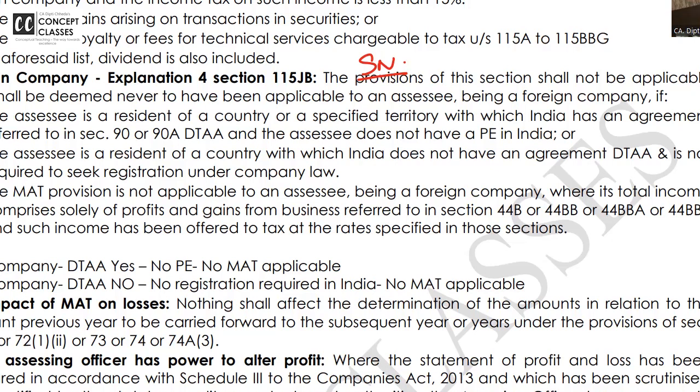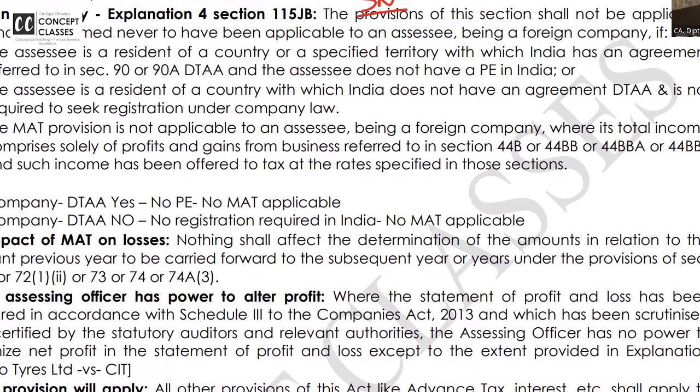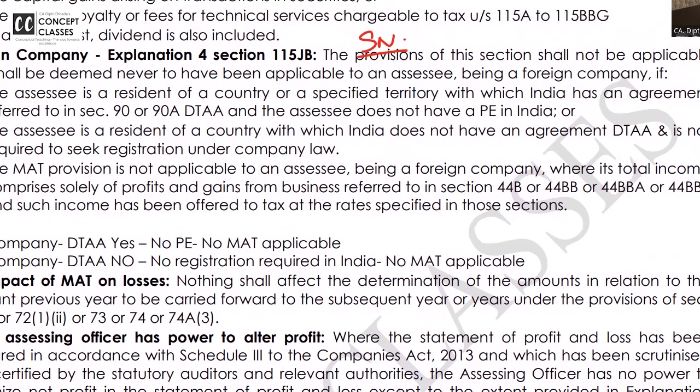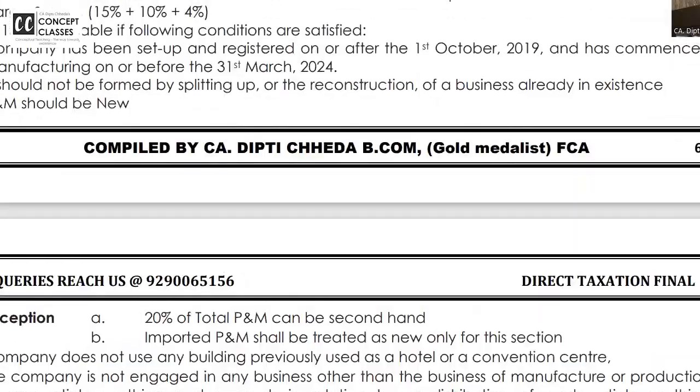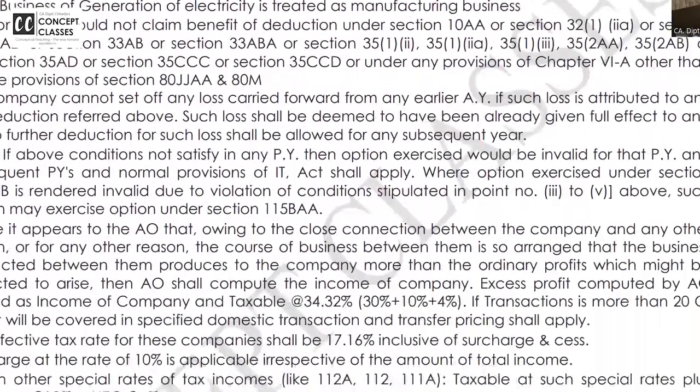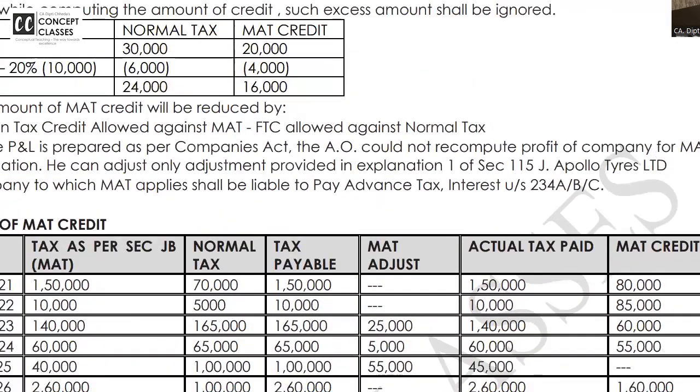Might be they will ask. Frankly, the level of problems we have done till yesterday is enough for maths. Sure, you will be able to do any MTP, RTP, any question. Did you all read this? If the company is a resident in which we have an agreement and they don't have a PE, or there is no registration required, then MAT is not applicable. Otherwise MAT might be applicable. So with that, the last question we are doing for MAT right now is problem number 16. Problem number 16.